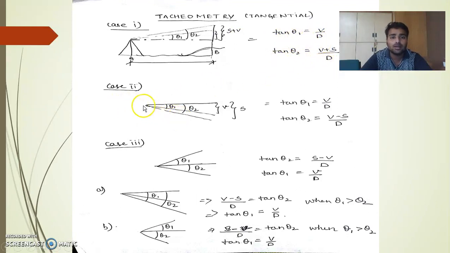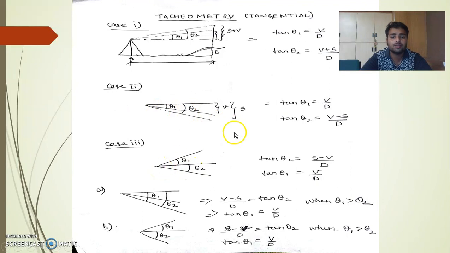While in case 2, both the angles are below the axis, and then also we can use the formula tan theta 1 = v by d, tan theta 2 = v minus s by d. Remember, the minus sign comes when the angles are below the axis.